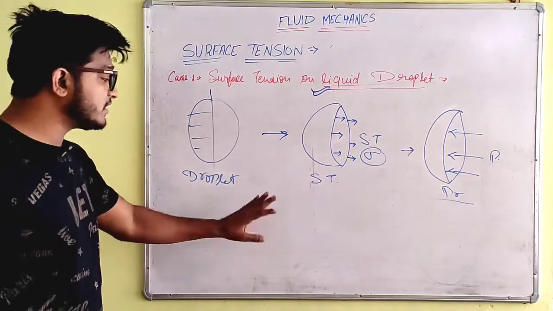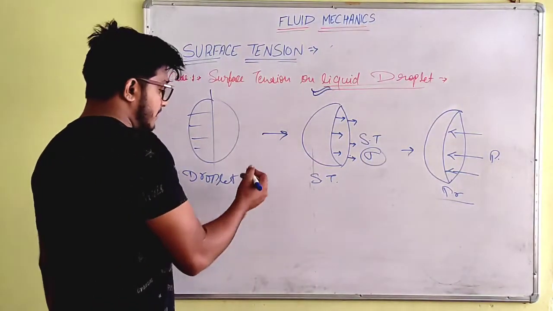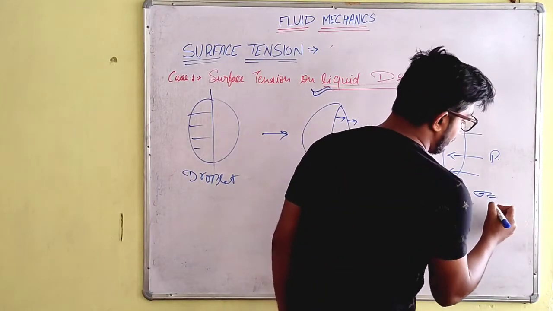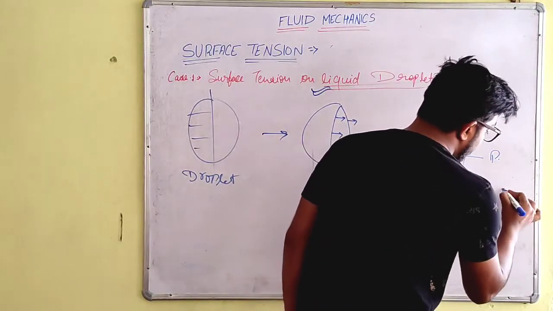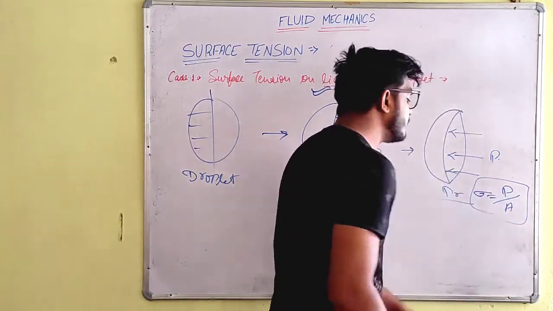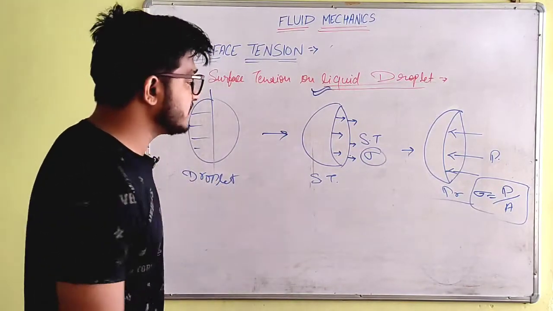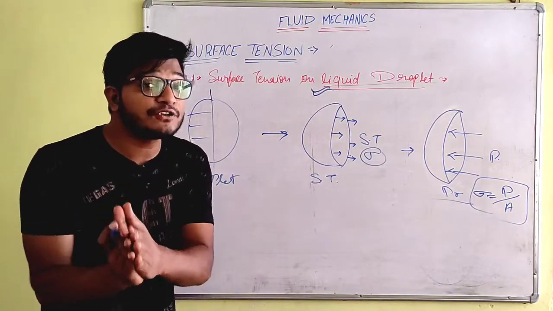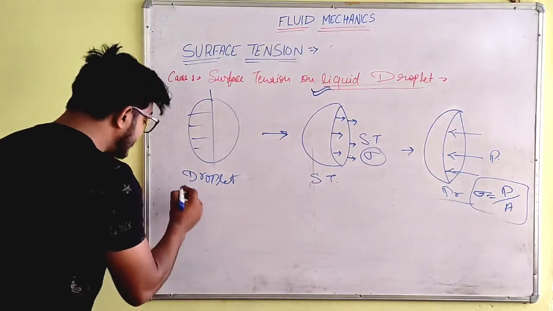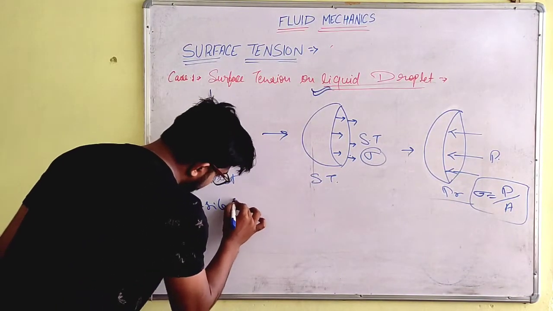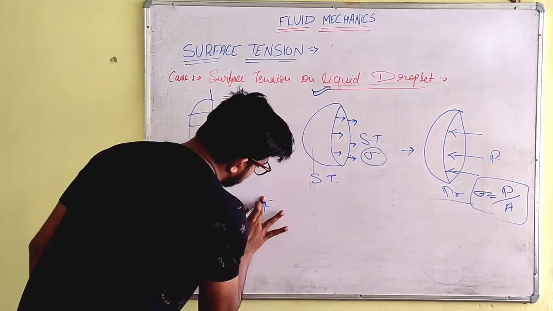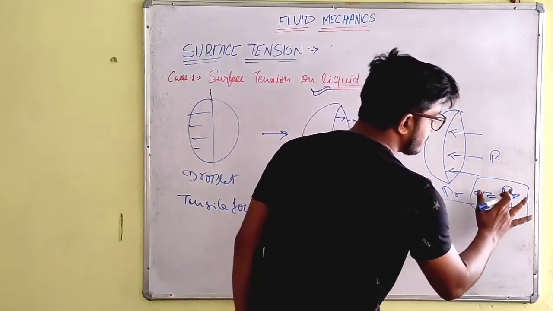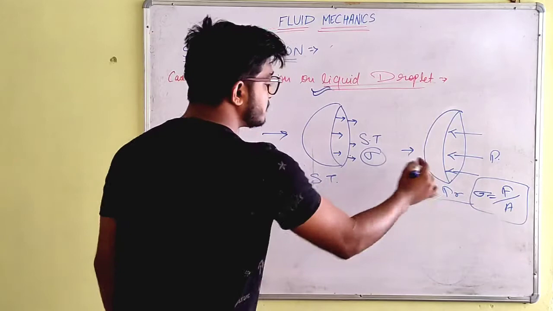Now if we calculate the surface tension here, then we know that sigma, which is surface tension and which we also call the stress, is load upon area. Now what is surface tension? Surface tension is the tensile force acting on the surface of a particle. So let's say the tensile force, Ft, we can also write it as F. So F is equal to sigma into A.